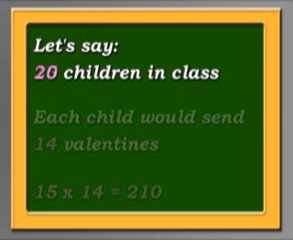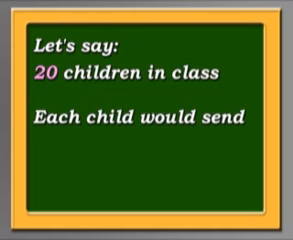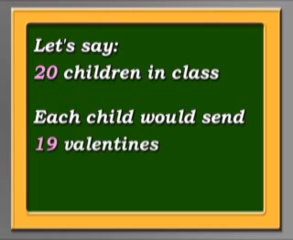Let me give you a little more help. Let's say there were 20 children in the class. That means that each child would send out how many valentines? 19. So let's multiply 19 and 20.